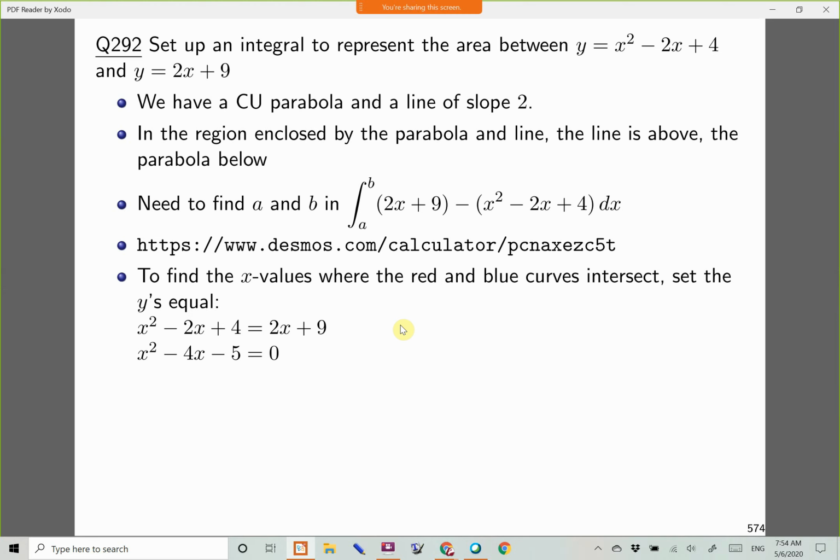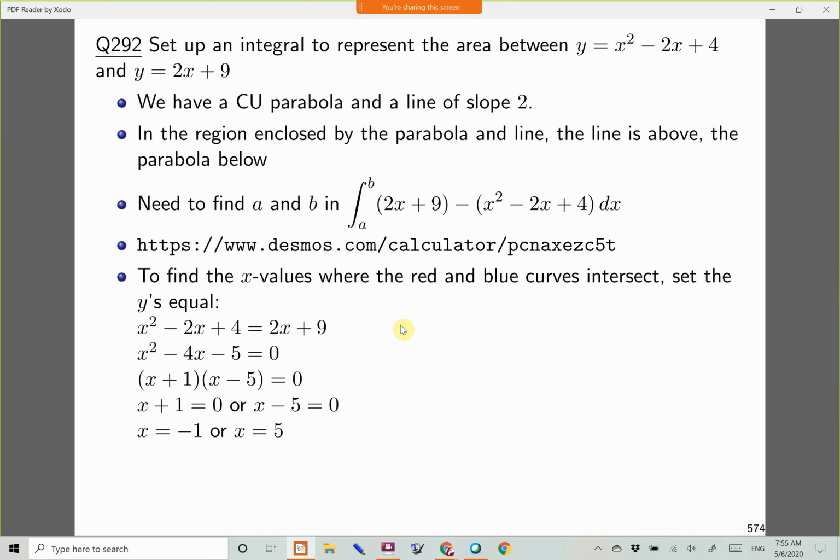I factored the left side, left the right side alone, and you should have the quantity x plus 1 times the quantity x minus 5 equals 0. So you can set each of the two factors equal to 0. X plus 1 equals 0, x minus 5 equals 0. And then solving the individual equations, you have x equals -1, x equals 5.